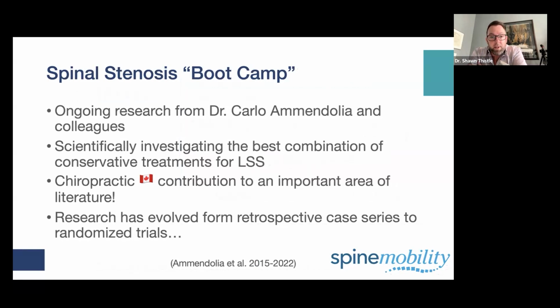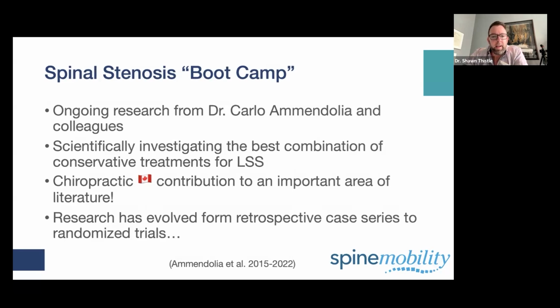He's currently working on his PhD with Carlo looking at more stenosis stuff, and he's also doing work in degenerative cervical myelopathy, which is really important. But what Carlo's group has done over the last 10 years is scientifically investigate the best combination of treatments for lumbar spinal stenosis. And this is us as a profession, and specifically us in Canada, contributing to a worldwide shift in clinical guidelines and best practices for this condition.